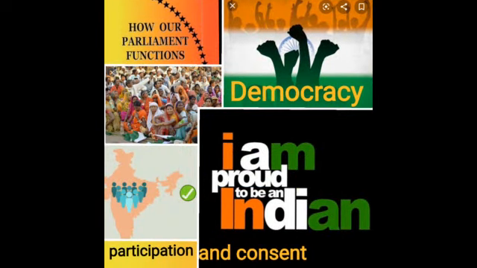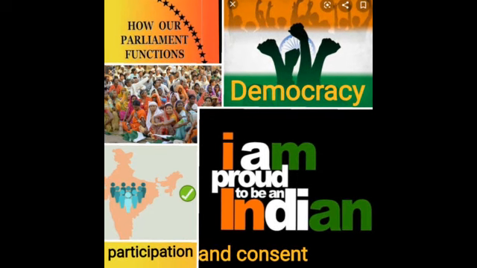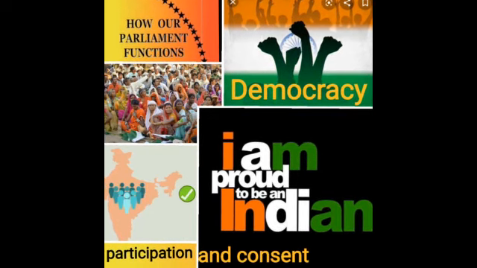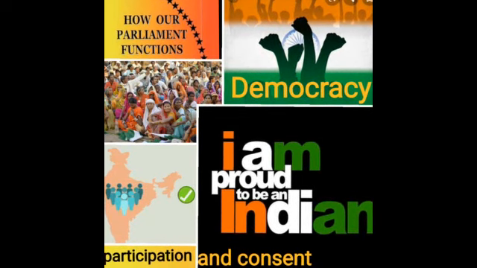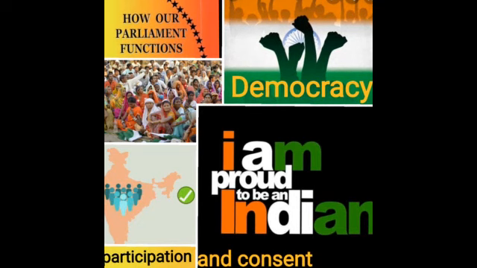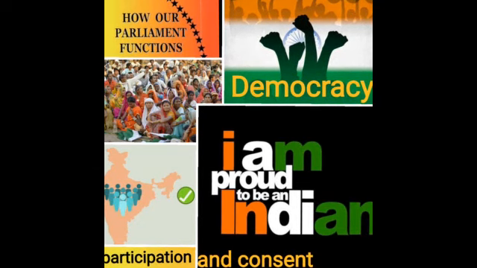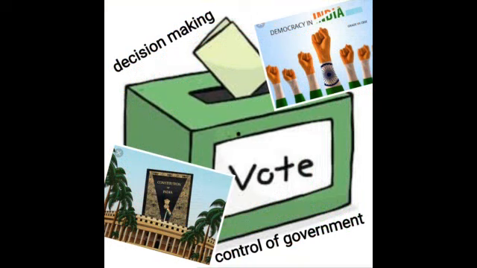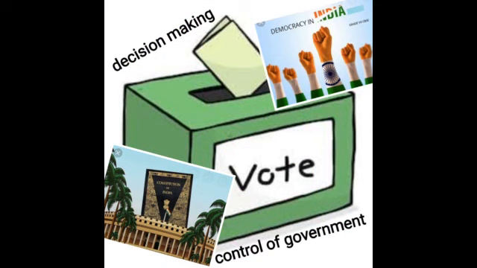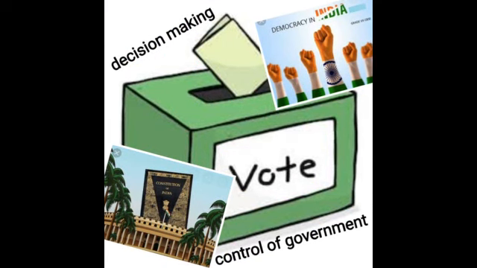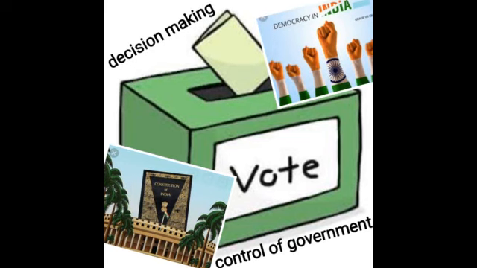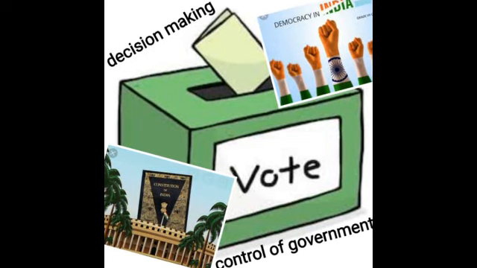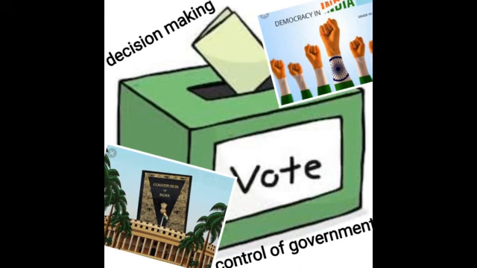We Indians are proud to be in a democracy. But the relation between the ideas of participation in the decision making and the need to have the consent of the citizens, these two elements together make us a democracy. And the Parliament expresses this in the best way. So let us see how the Parliament enables our participation in the decision making and control of the government, thus making it the most important symbol of Indian democracy and a key feature of the Constitution.